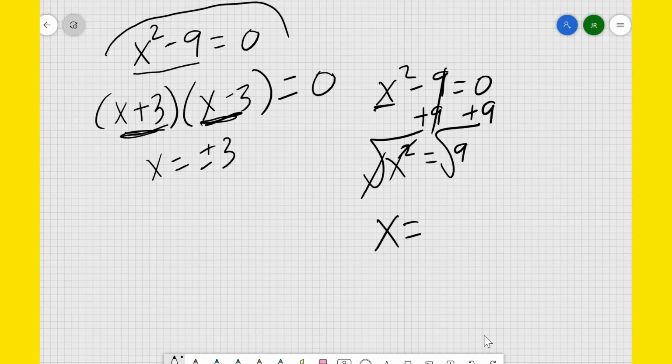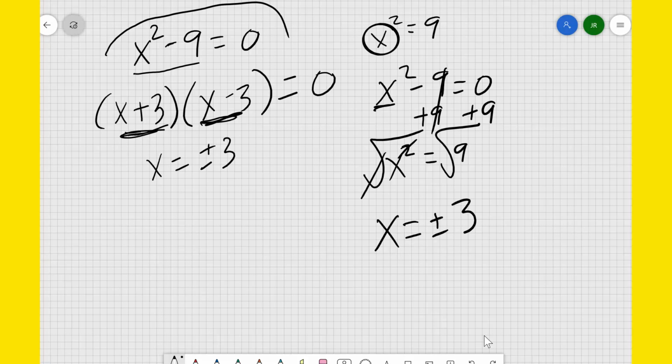Now, whenever I take the square root of both sides of 9, I've got to think to myself, what, when you square it, will give you 9? And there's two answers. When you square 3, you get 9. When you square negative 3, you also get 9. So the way that we handle that is that whenever you take the square root of both sides, you have to put plus or minus in front of that result.